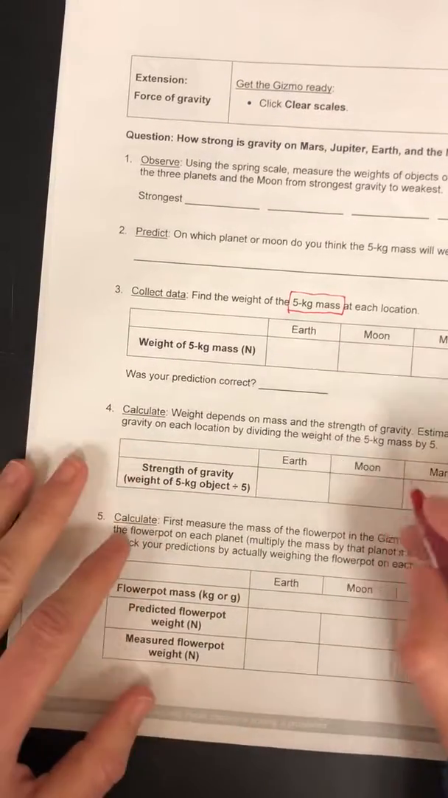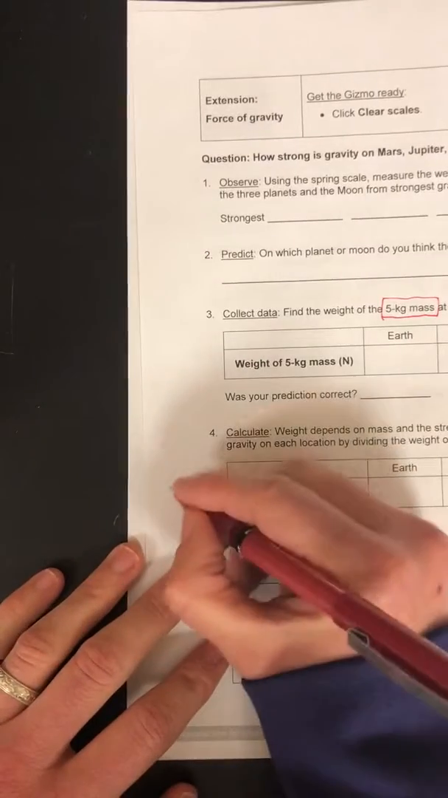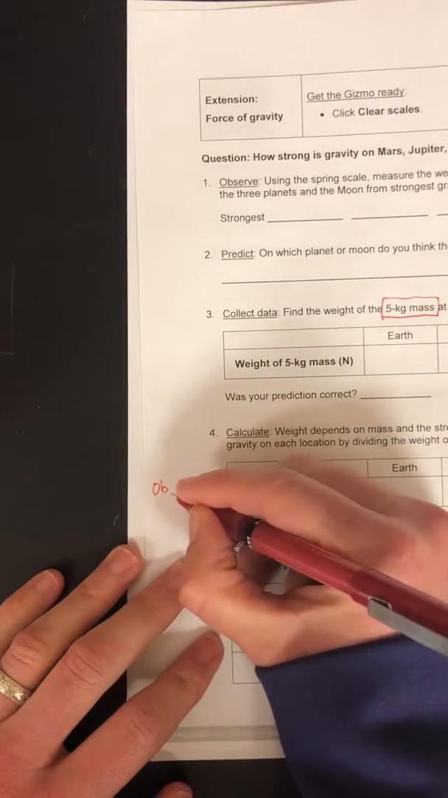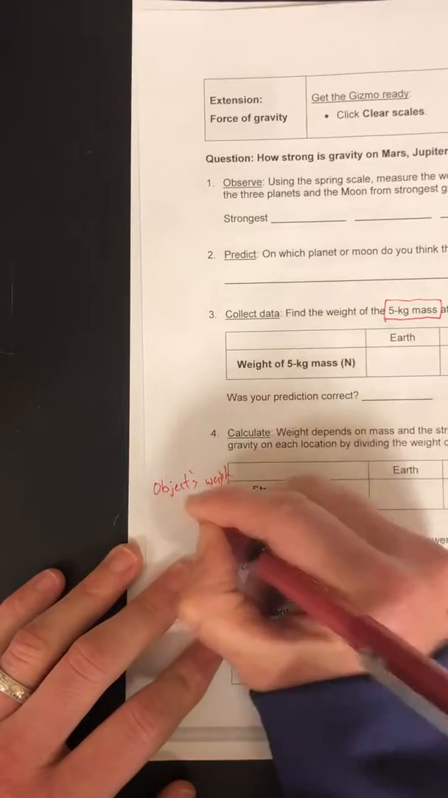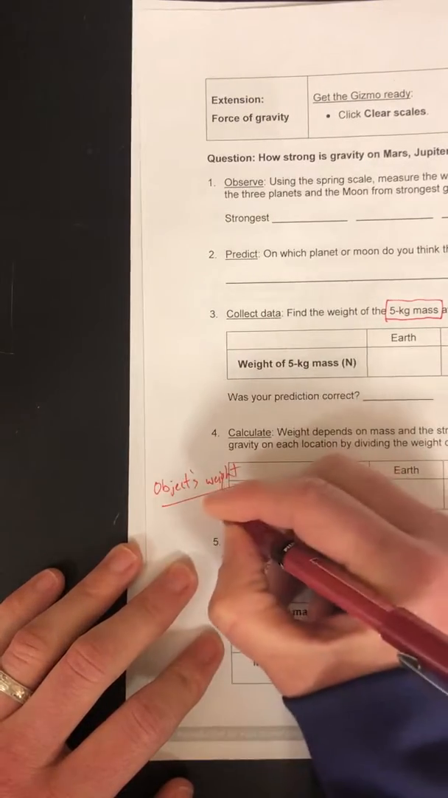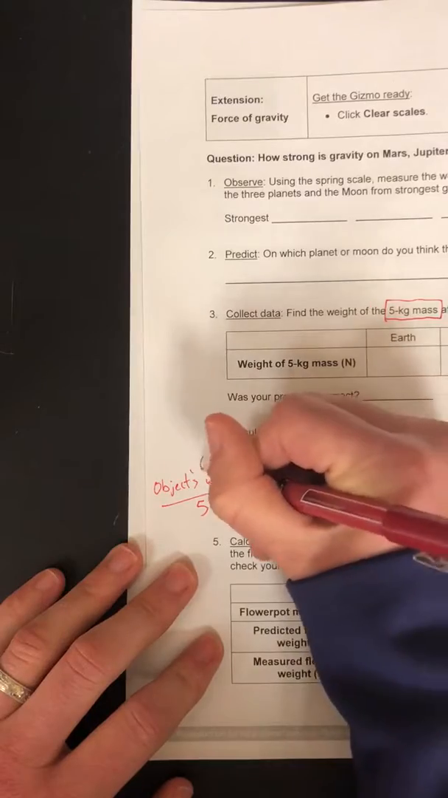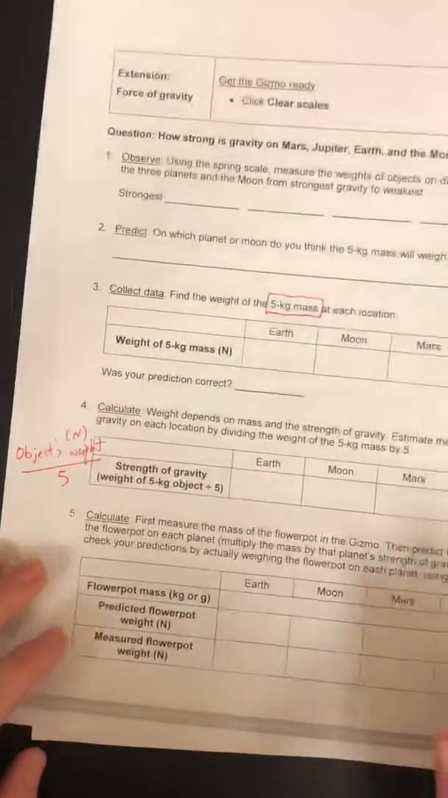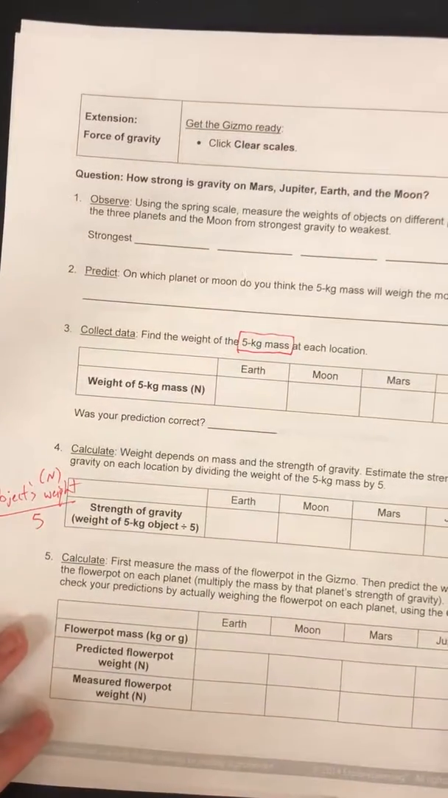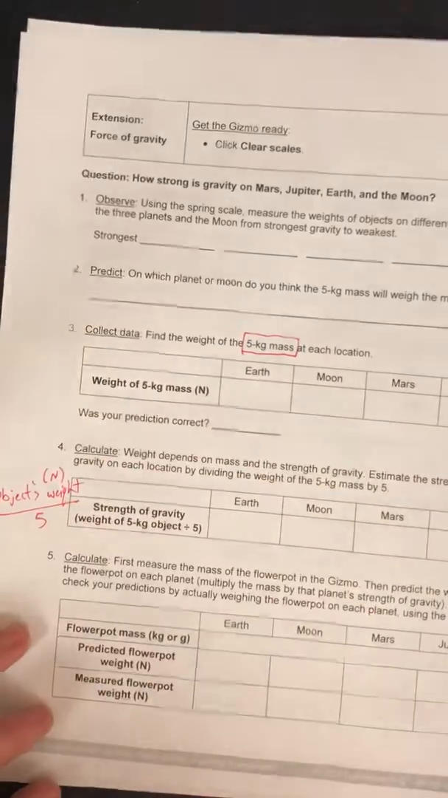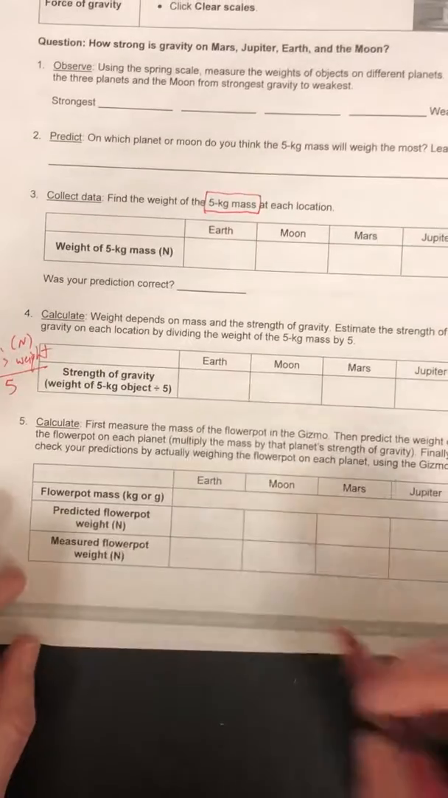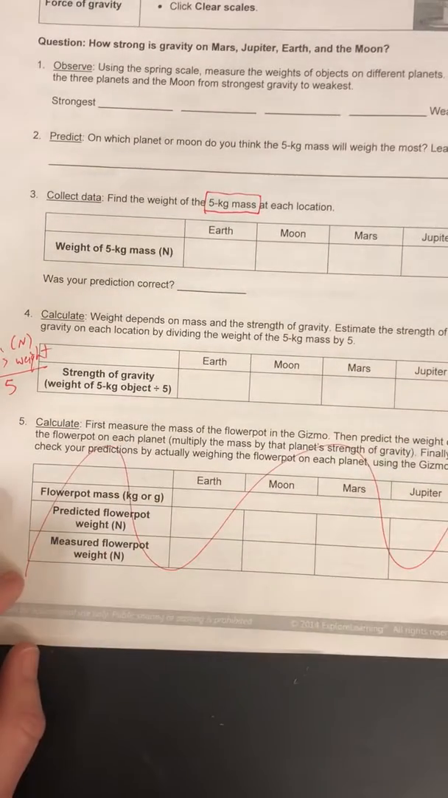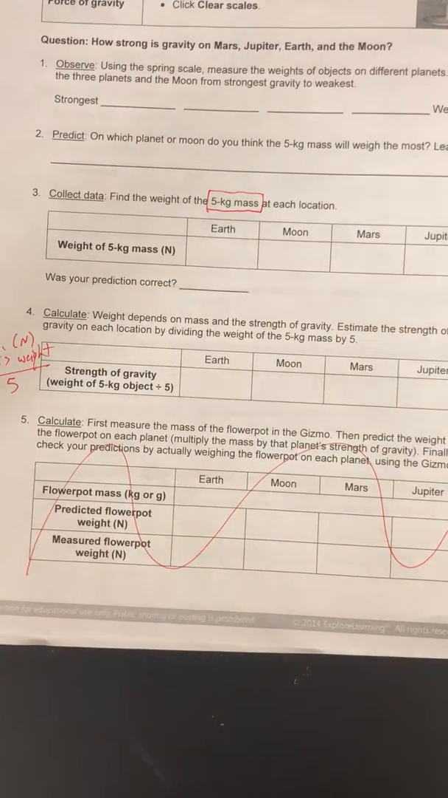But think of it this way, it's going to be the object's weight, and you divide it by 5. Remember, weight is in newtons. Okay, so it's whatever you get earlier. Collect the data. Whatever you get there, divide it by 5. You get those answers, and you can skip the last one.